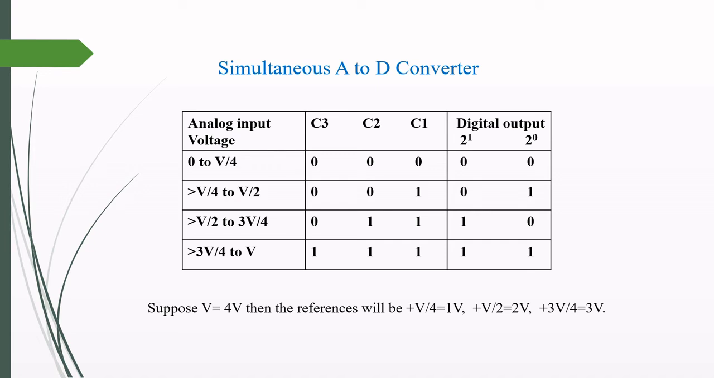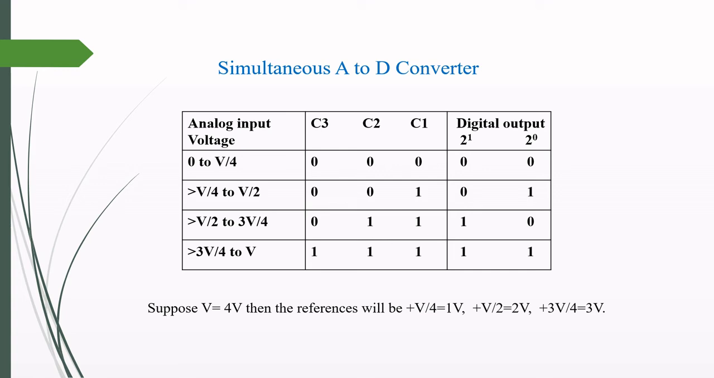When the input is between 0 and V by 4 or 0 to 1 volt, then the output C3, C2, C1 is equal to 0, 0, 0. When input is greater than 1 volt but less than 2 volt, then the output C3, C2, C1 is equal to 0, 0, 1. When input is greater than 2 volt but less than or equal to 3 volt, then the output is 0, 1, 1. When input is greater than 3 volt but equal to or less than 4 volt, then the output C3, C2, C1 is equal to 1, 1, 1.